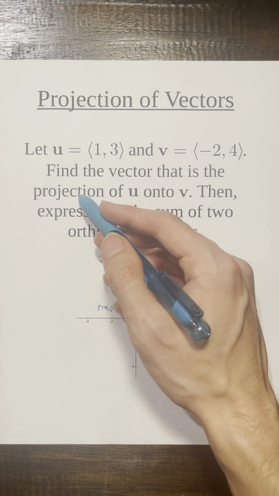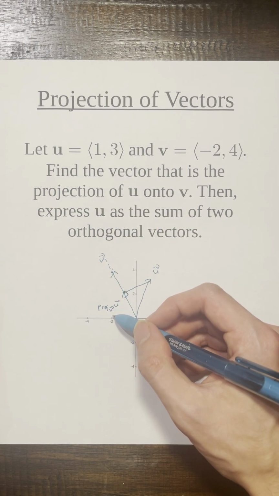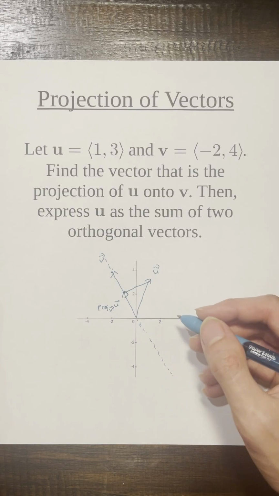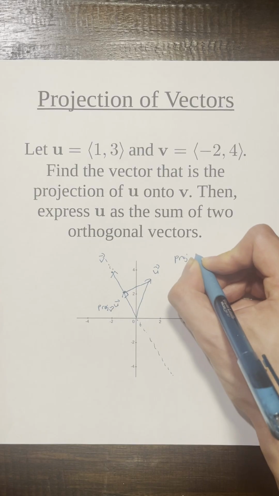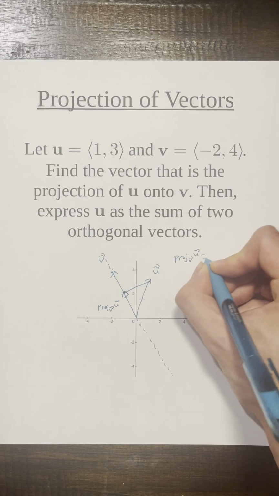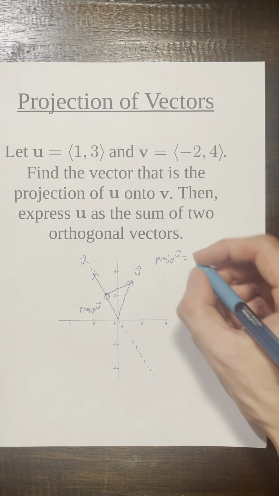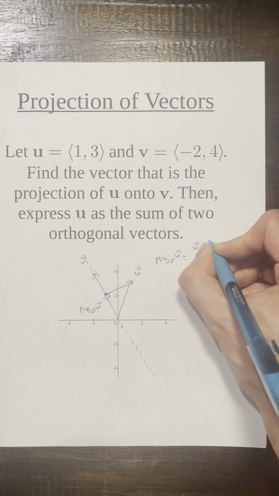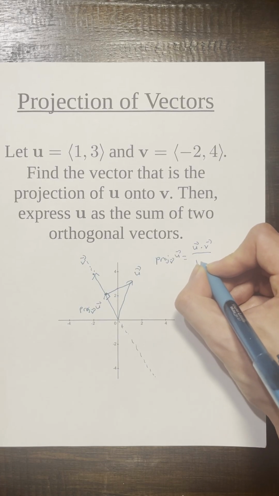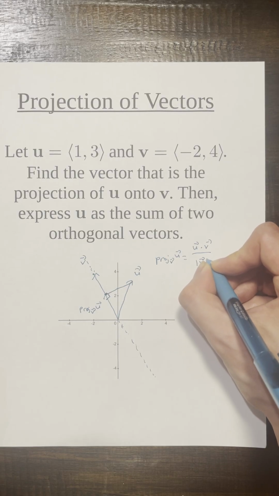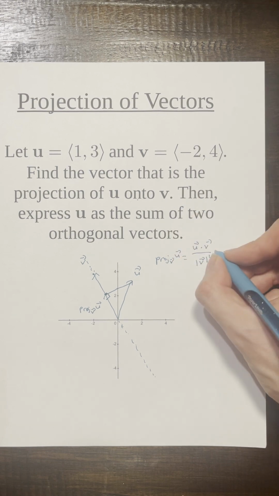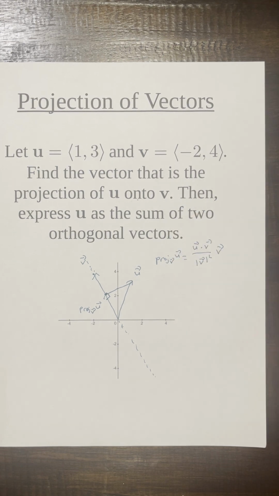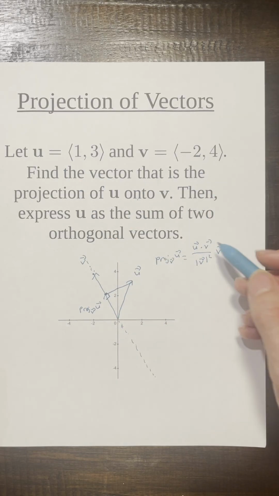But they want us to find the projection, so we need to find it in component form. And there's a formula for that. The formula is dot product over magnitude of the vector that you're projecting onto squared times the vector that you're projecting onto. Okay, so we need to plug u and v into this formula.